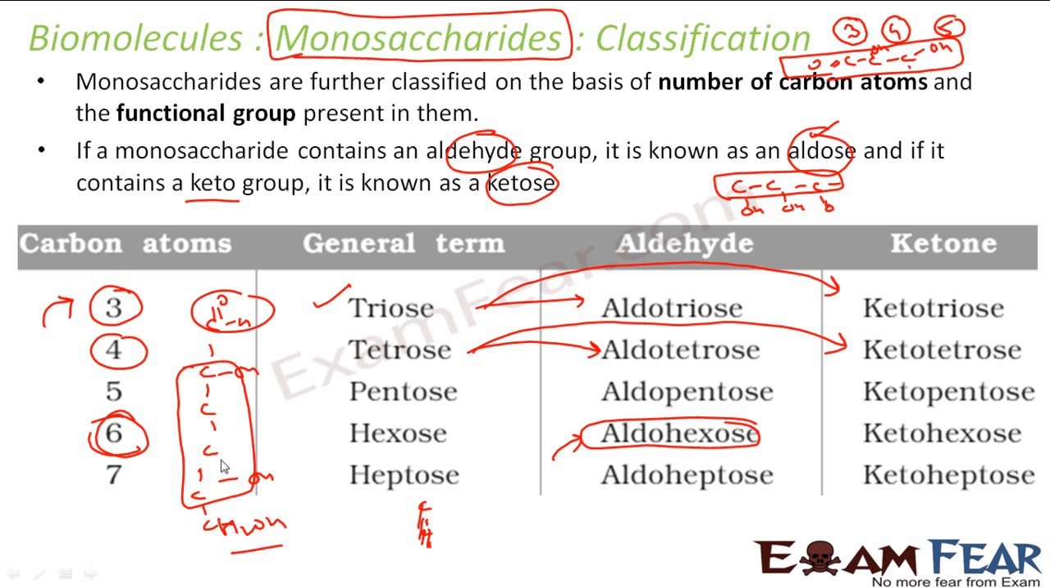I think this is OH, and again this is OH, and this is H, and this is OH here, H here, H here, and H here. This will be the structure of glucose, and we will discuss this in detail in the next few slides. So this has 6 carbons, so it will be part of the hexoses, and since it has an aldehyde group, it is an aldohexose.